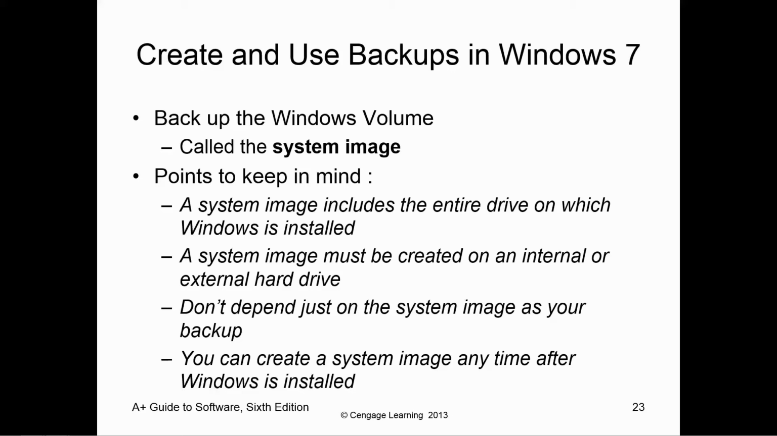We already talked about how we cannot access files that are currently in use. So how do you back up Windows or the Windows volume? You can do this through a process called a system image. Basically, that is a snapshot of Windows at that particular moment. Any data that's changed 5 minutes after the snapshot, the backup's not going to have that. It's only going to be from that specific time.